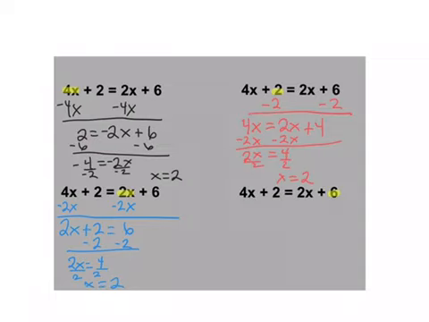And in the last one, let's see what happens if I start by taking away 6 from both sides. 4x plus 2 is equal to 2x. I'm going to take 4x away from both sides to gather my variables together. 2 is equal to, what did I do wrong here? Negative 2x. That did not work, you guys.